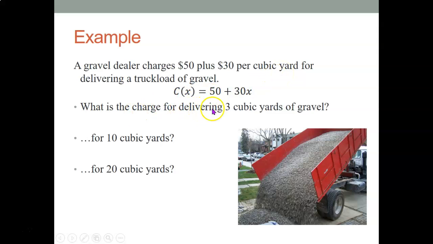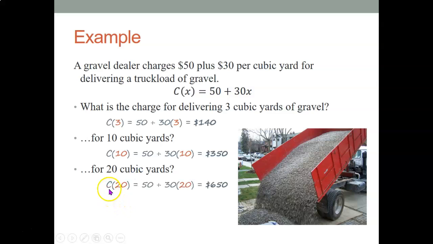So what is the charge for delivering 3 cubic yards of gravel? That is, what is C of 3? Well, if we replace the x in this formula with the number 3, do to 3 what the formula says to do to x, we're calculating 50 plus 30 times 3. And that would be 50 plus 90, which is 140. So, $140. What about for 10 yards? Now we're evaluating C of 10. And that would be 50 plus 30 times 10. 50 plus 300 is $350. What about for 20 cubic yards? If we put 20 in for x, we're calculating C of 20. So that would be 50 plus 30 times 20. 50 plus 600 is $650.